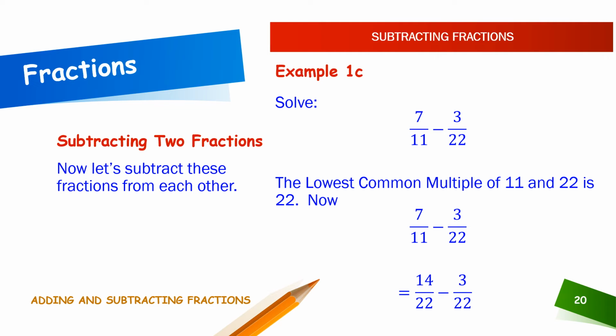Now subtract the numerators to give 11 and leave the denominators alone to give 22. Notice that the numerator and denominator have a common factor 11, so divide both the numerator and denominator by 11 to give a half.